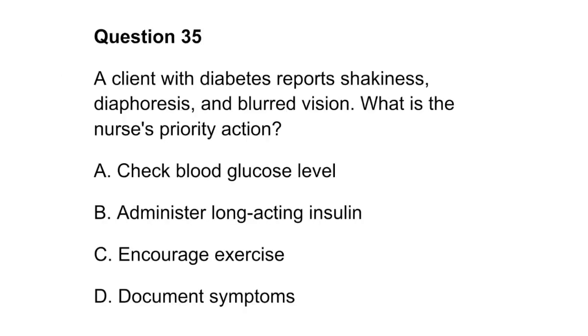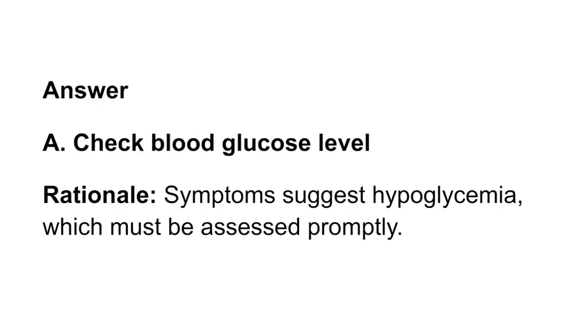Question 35. A client with diabetes reports shakiness, diaphoresis, and blurred vision. What is the nurse's priority action? A. Check blood glucose level. B. Administer long-acting insulin. C. Encourage exercise. D. Document symptoms. Answer: A. Check blood glucose level. Rationale: Symptoms suggest hypoglycemia, which must be assessed promptly.